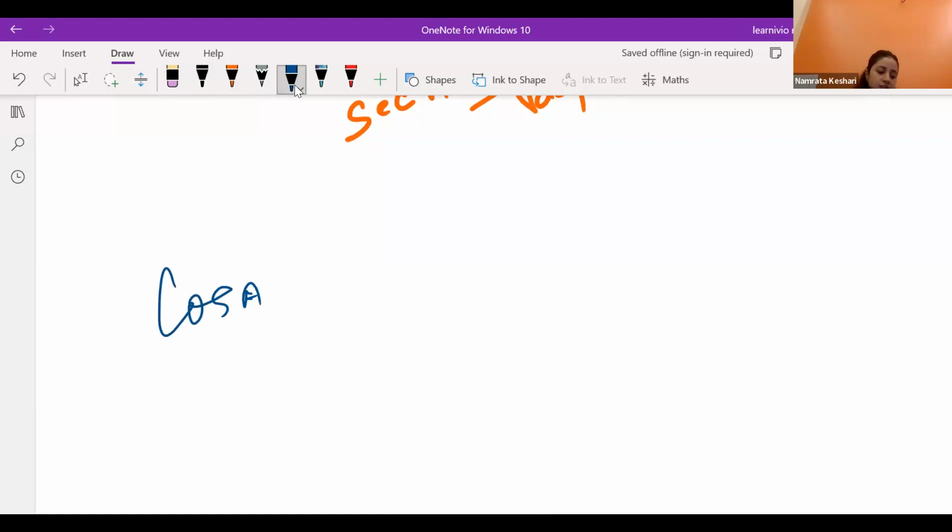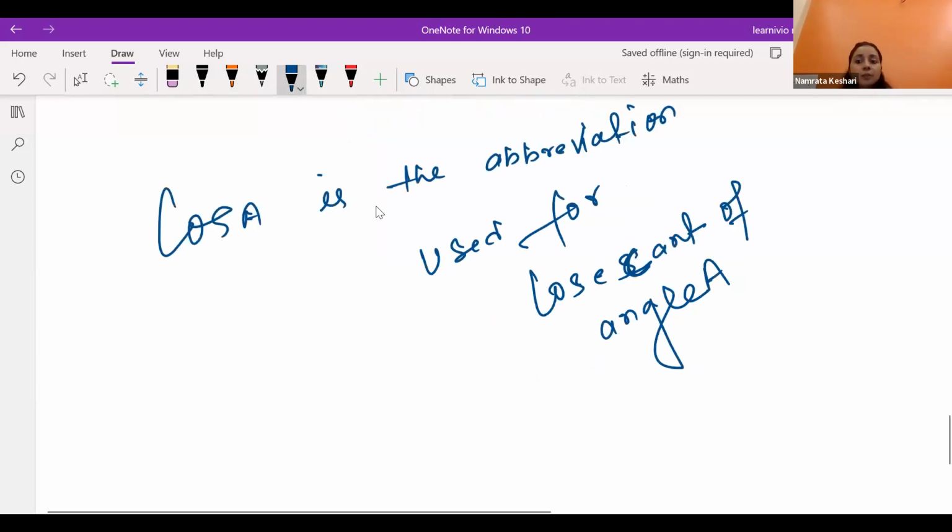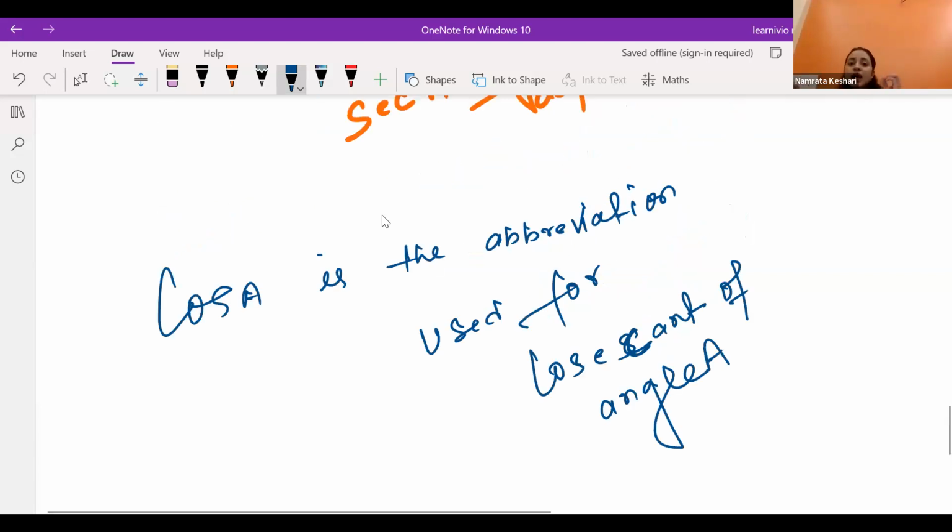Cos A is the abbreviation used for cosecant. Is it so? Cos A is the abbreviation of cosecant of angle A. Is it so? False. Recall the proper abbreviation. Sin means S-I-N-E, sine. I have written it in the first class. Cos means C-O-S-I-N-E, cosine. And cosecant means cosec, which is the reciprocal of sine. So cos A and cosecant A are not the same. It's not the abbreviation for cosecant. Getting it? It is completely false.